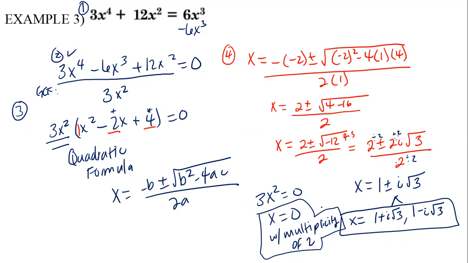Okay, so just like I said before, your real and imaginary solutions should equal the degree of the polynomial. Degree of our polynomial is 4. I have 2 imaginaries and 1 real with multiplicity of 2. That makes my 4. So I know that I found all my zeros and I'm good to go.